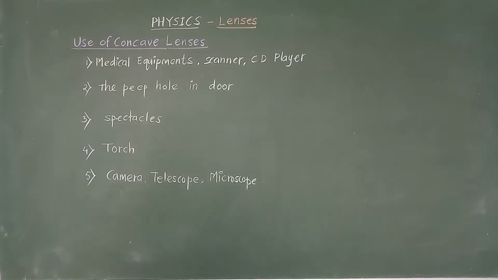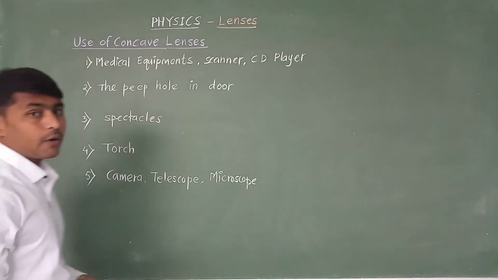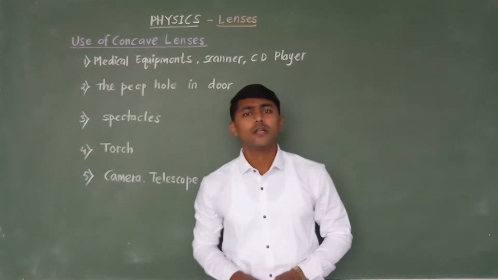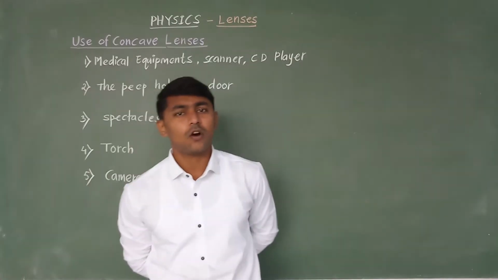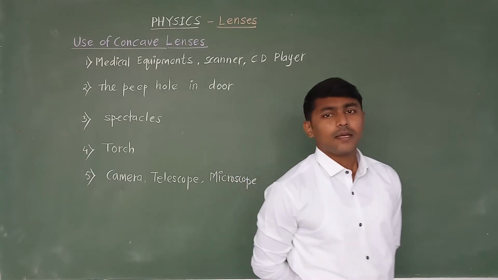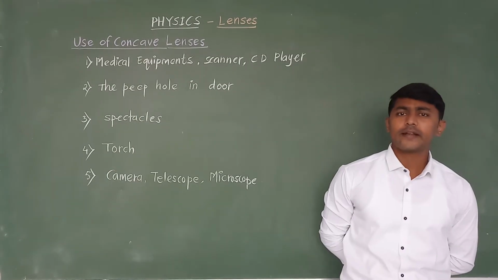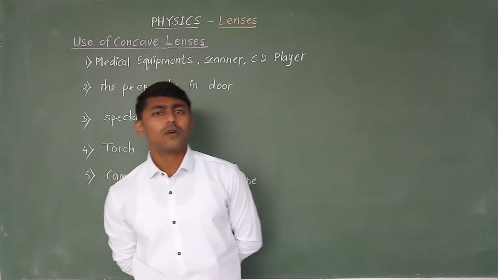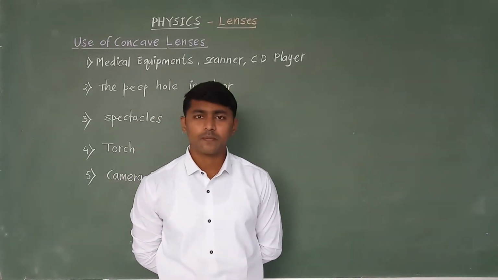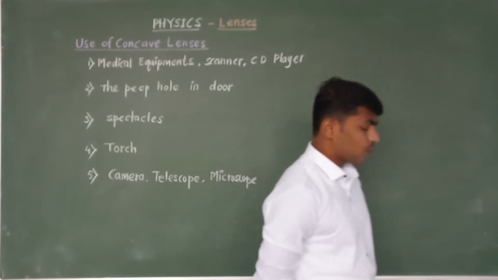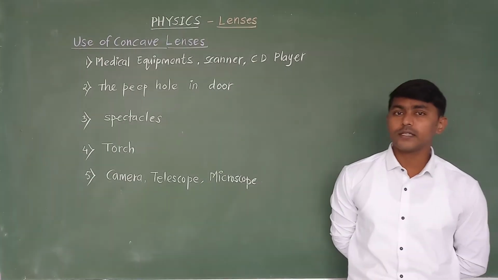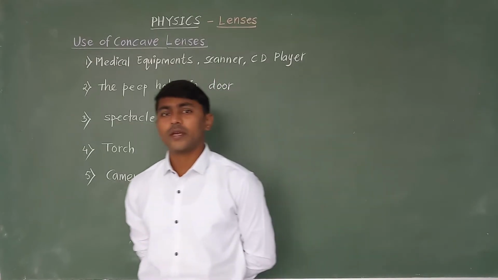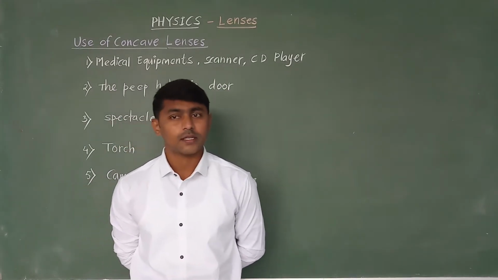Hello students, let us start the next point from the topic lenses. Before this we have studied the different defects of the eyes, nearsightedness and farsightedness, and we have studied how to correct these defects. For some defects we have used concave lenses, while for other defects we have used convex lenses.